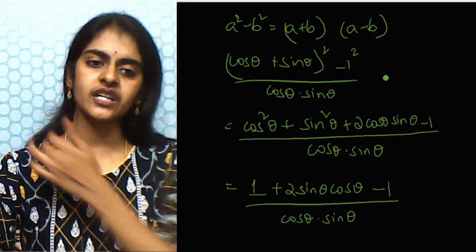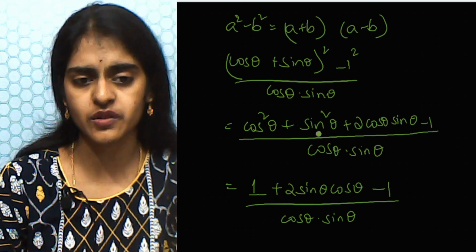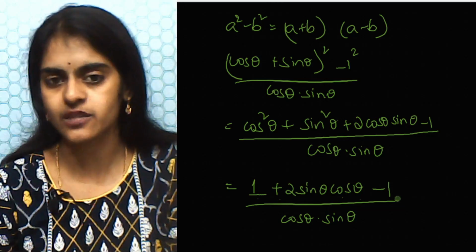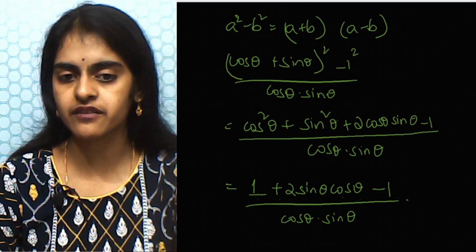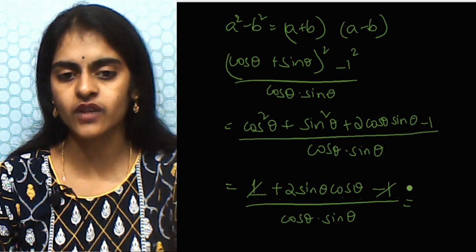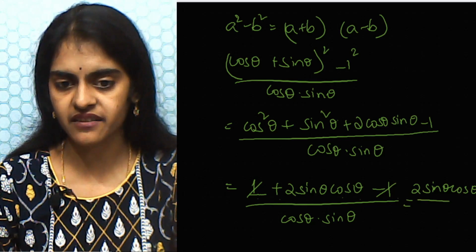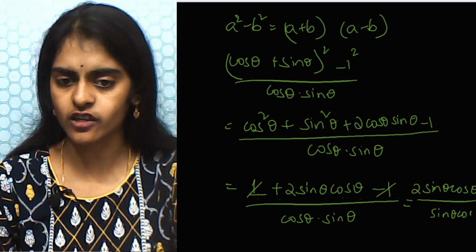So here you can see, using the trigonometric identity, you got cos square theta plus sin square theta is 1, plus 2 sin theta cos theta, minus 1. Now what is plus 1 minus 1? Plus 1 minus 1 gives you 0. So plus 1 and minus 1 get cancelled. Here you have 2 sin theta cos theta divided by cos theta sin theta, or sin theta cos theta.